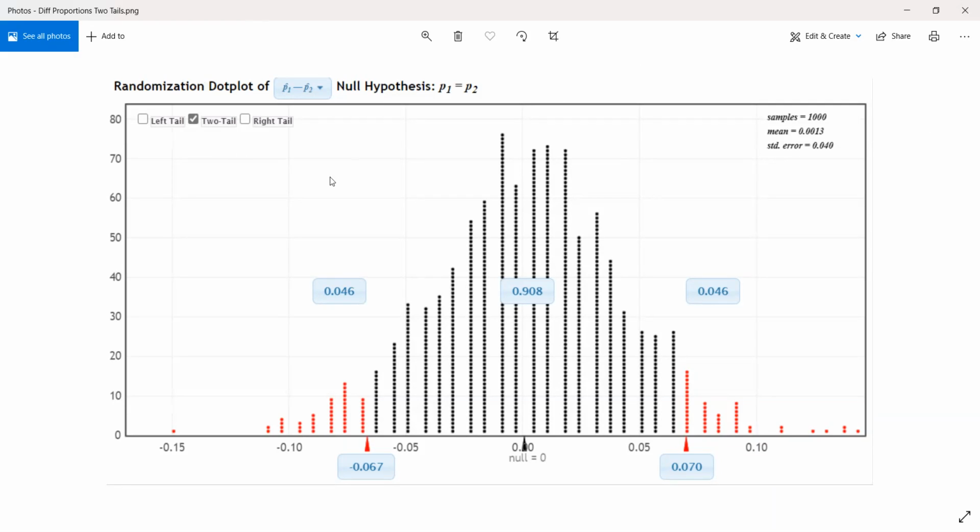But the clue here, looking at the StatKey graph, is that we did do a two-tailed test, which means that the alternative hypothesis has to be not equal to zero. Because the null is going to be equal to zero. We subtract P2 from both sides of this equation here, you get P1 minus P2 is equal to zero.